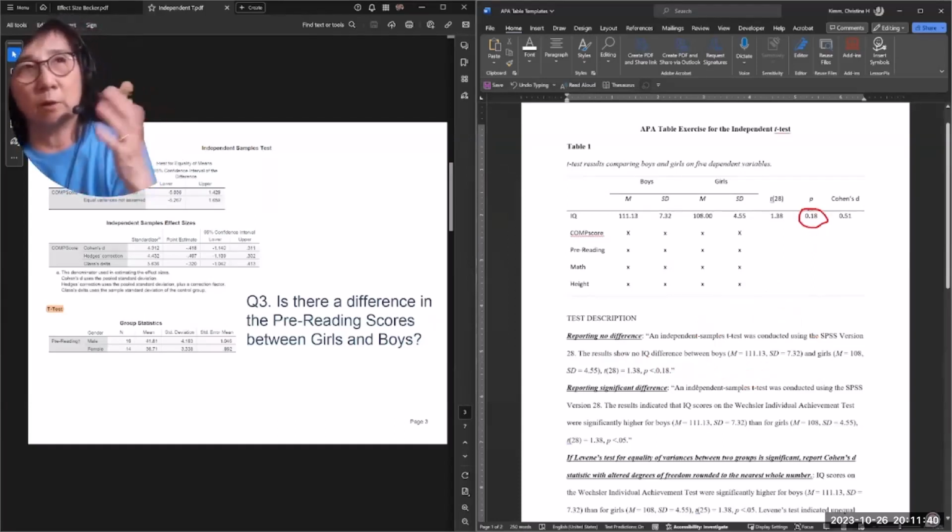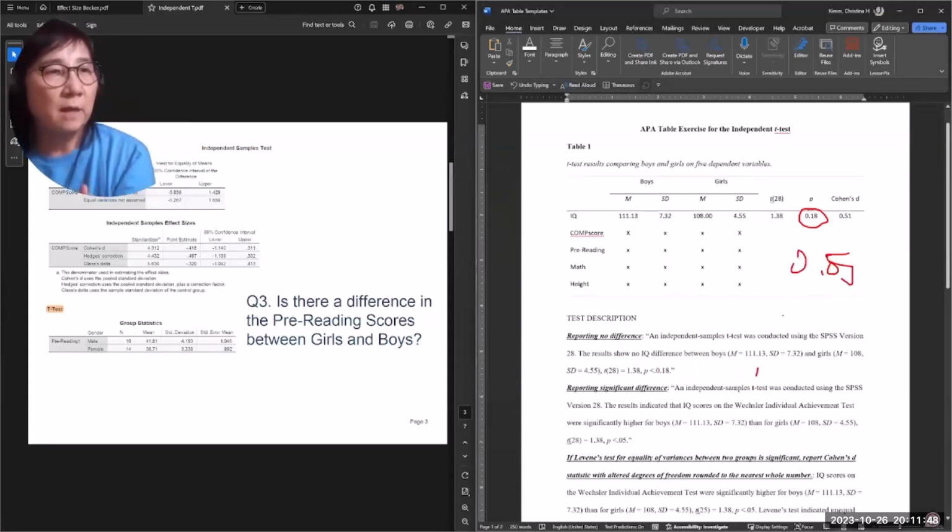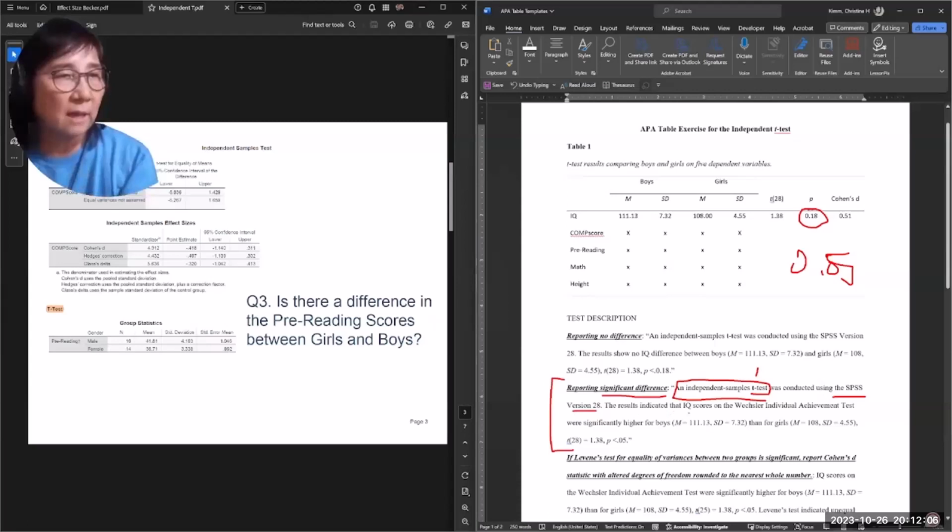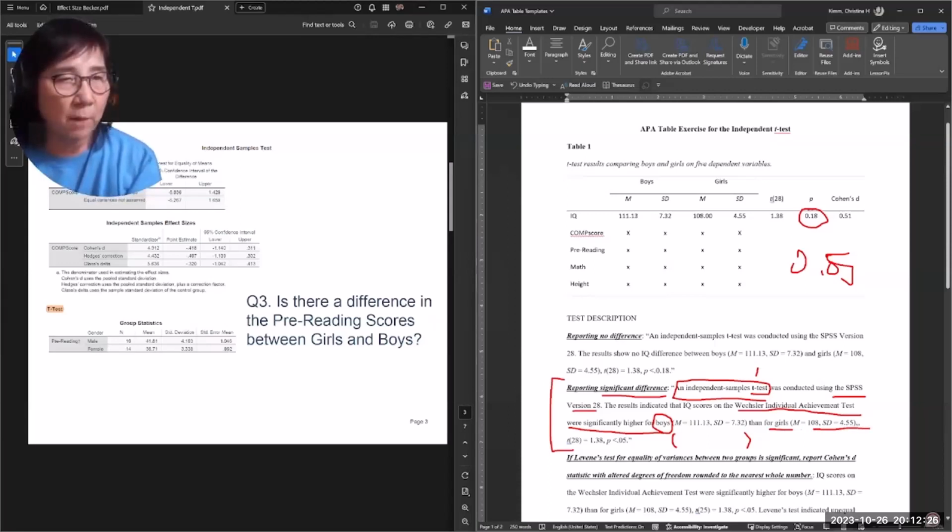However, let's pretend, what if you find something less than 0.05? This is the way that you have to write. First one is the same, an independent sample t-test. Whatever the test that you have done, using SPSS, the results indicate that IQ scores on the Wechsler tests were significantly higher for boys, and then you will have means and standard deviation in parentheses for girls. Mean and standard deviation, comma, t-test t, degrees of freedom equals this number, t-score.